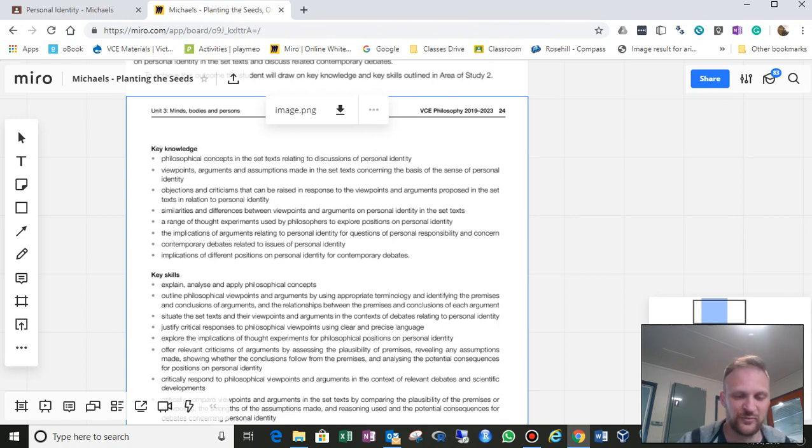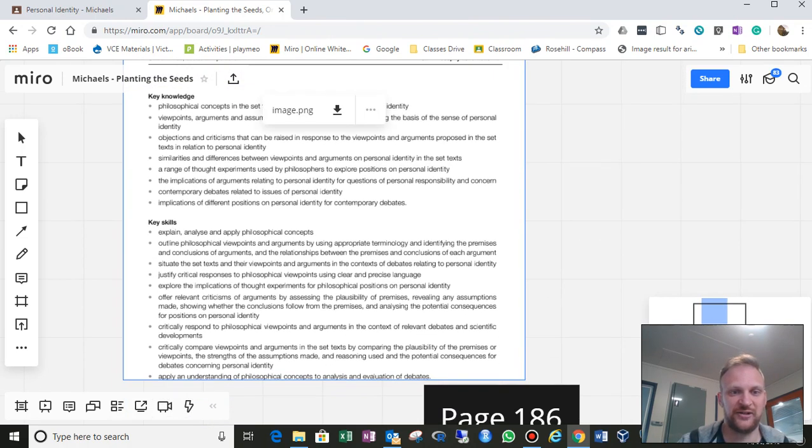I mean, you can just read through it here: justify critical responses, your own critical responses and viewpoints, using clear and precise language. You can only do that if you really understand the language of other philosophers, and explore the implications of thought experiments. Okay, you could do that. What else? Worldly knowledge. I keep saying worldly knowledge is really important. Look at different scientific advancements and scientific developments happening already. These are things that need to be done.